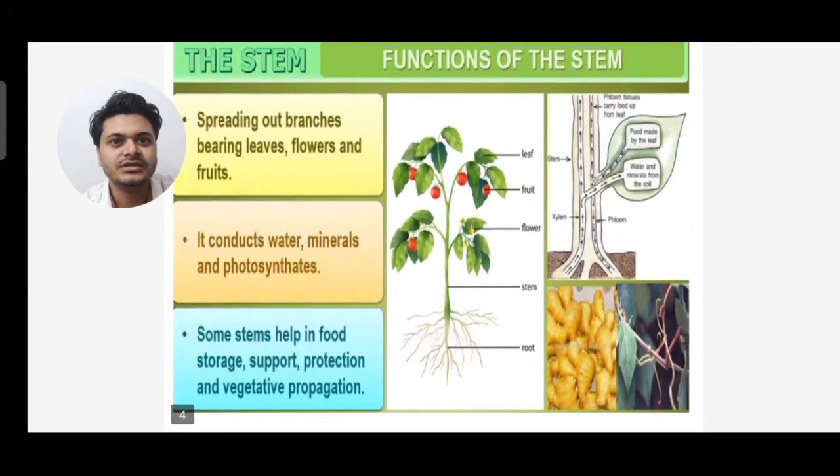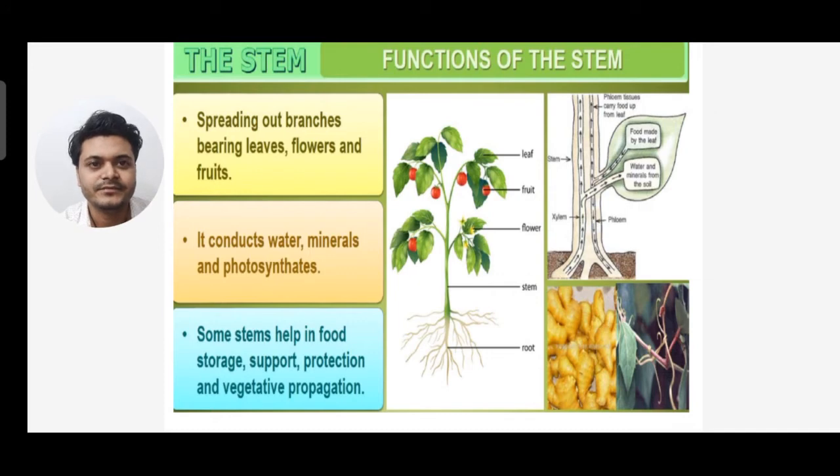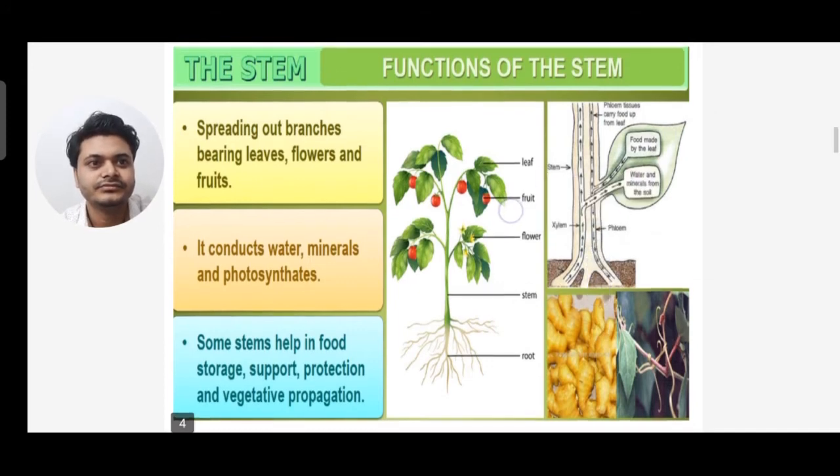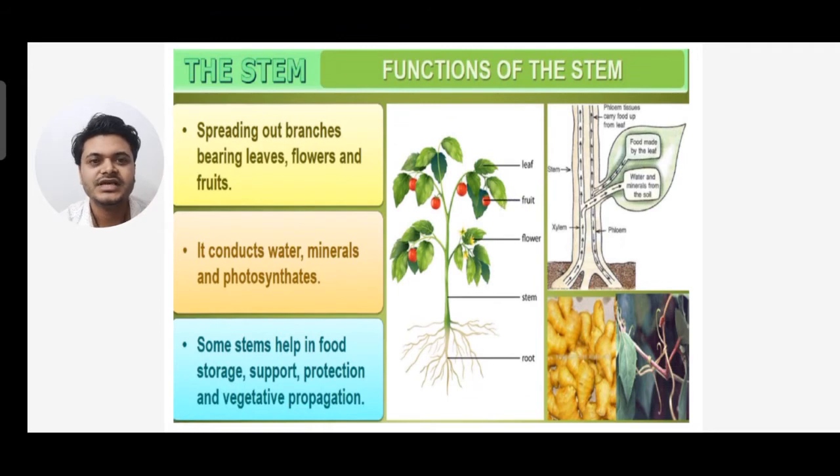Now what are the functions of stem? You can see the functions. First is spreading out branches bearing leaves, flowers and fruits. Then it conducts water, minerals and photosynthates. Next, some stems help in food storage, support, protection and vegetative propagation. So these are the functions of stem.